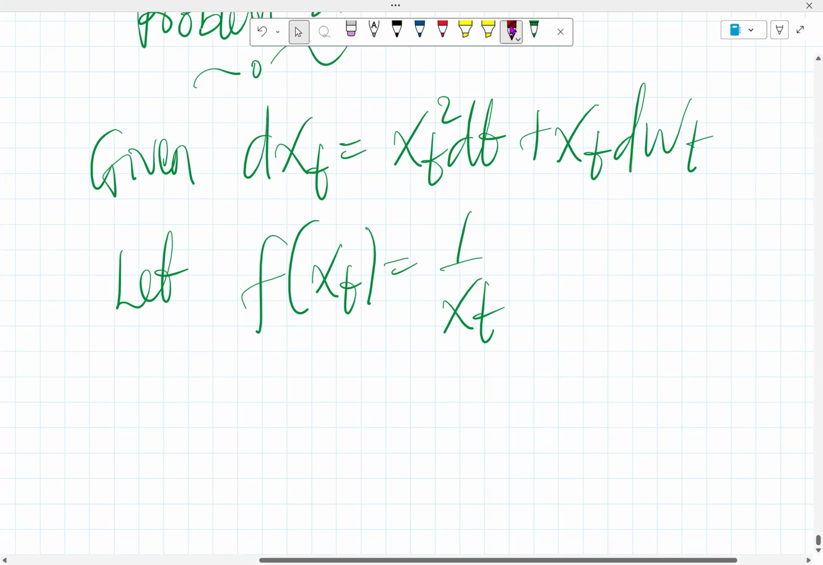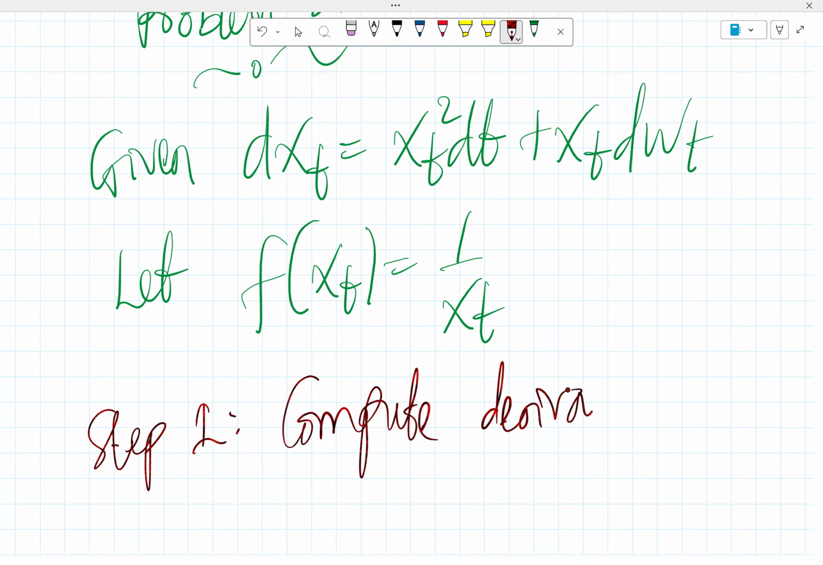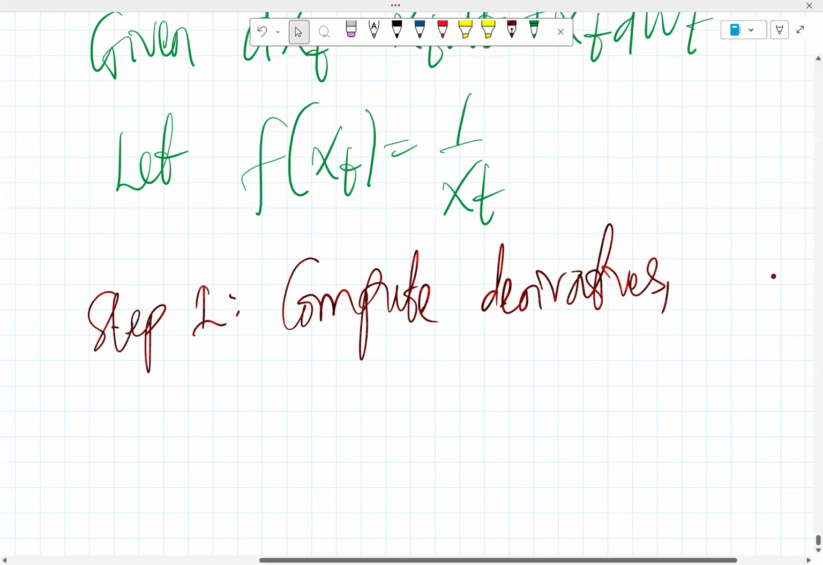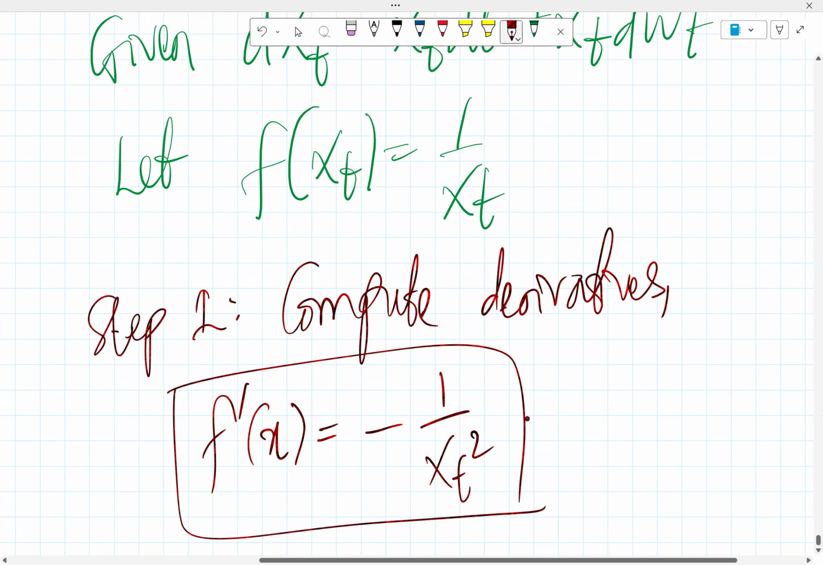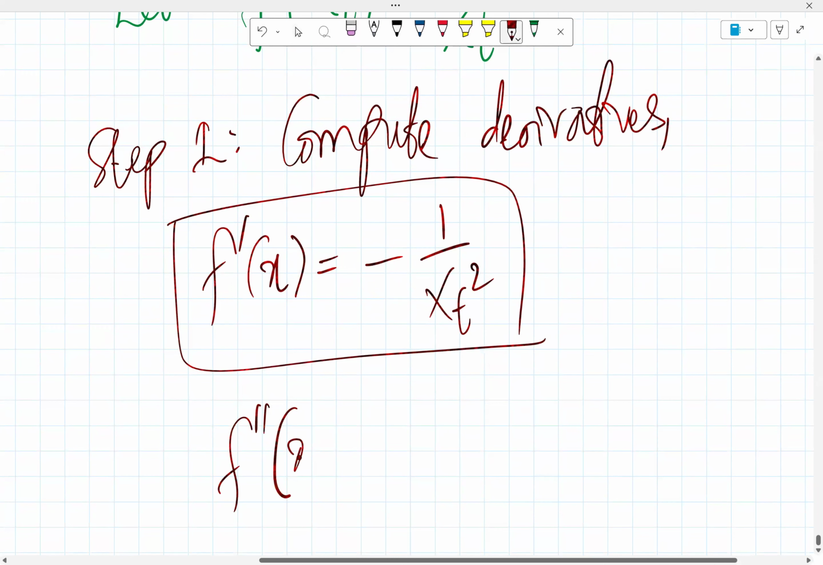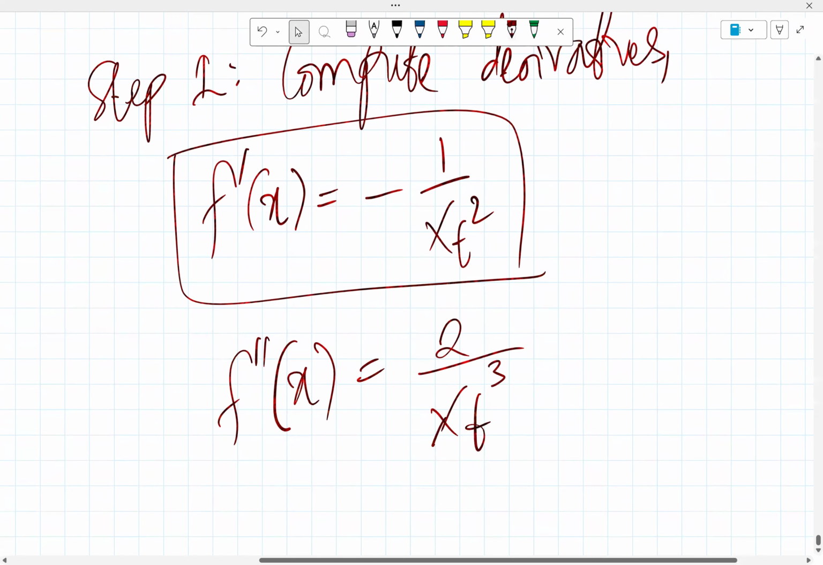So if that is the case, what do we do then? We need derivatives. So for step 1, we compute derivatives. That means we have f prime of x, that's like f sub x, like we did before. If you do this, that's x sub t raised to minus 1, that's minus 1 over x sub t squared. Then the second derivative, f prime prime of x: when we differentiate this the second time, that's minus x sub t raised to minus 2, that'll be 2 over x sub t raised to power 3.